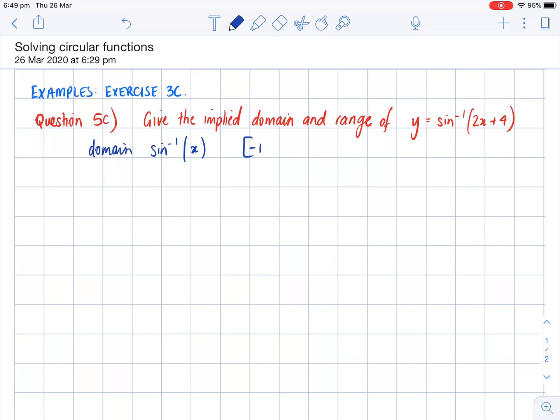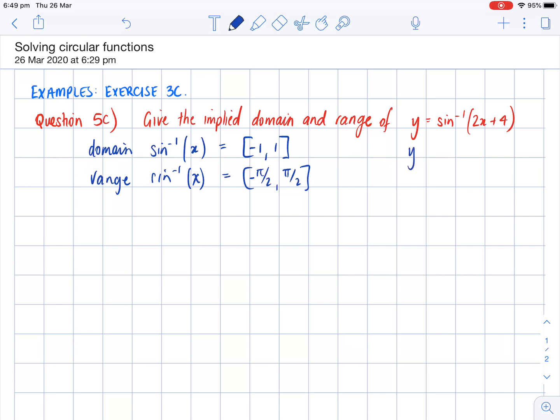is equal to minus 1 to 1, and the range of sine to the minus 1 of x is equal to negative pi on 2 to pi on 2. So that's our sort of starting point to work with from here.